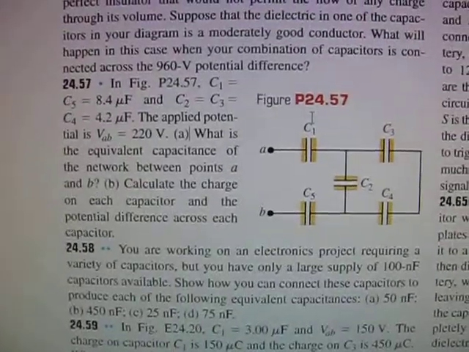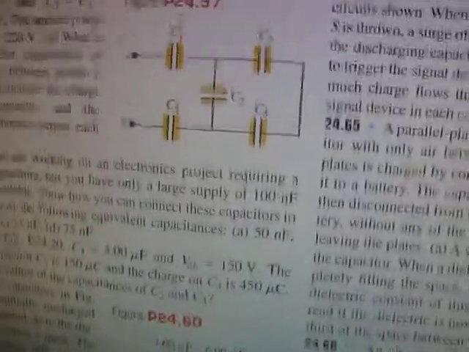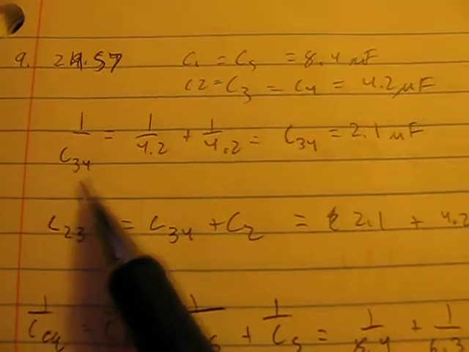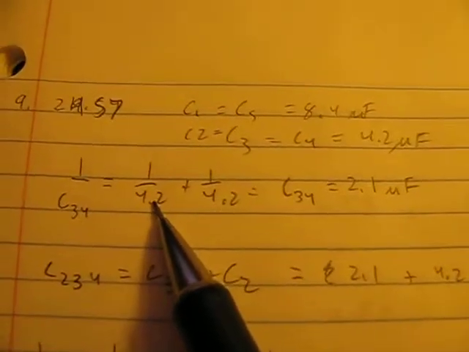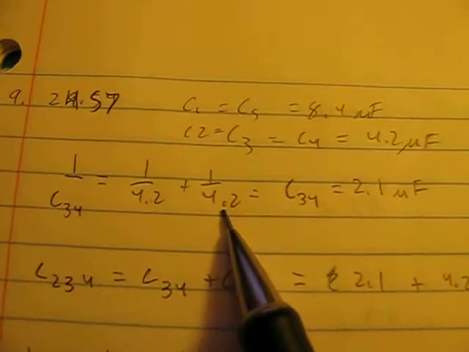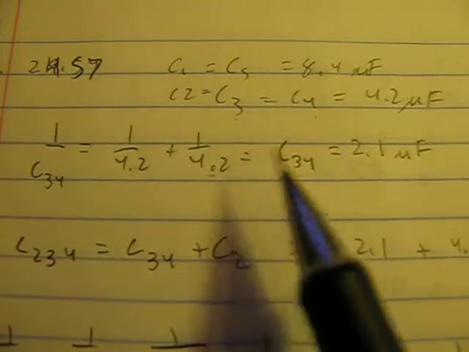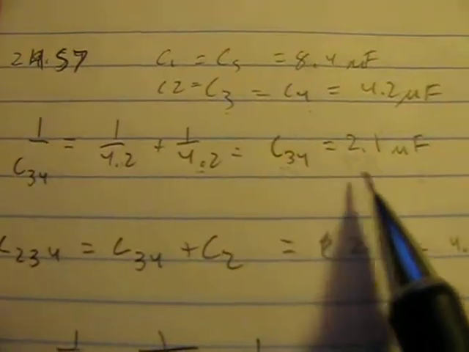So for part A, we have to find the equivalent capacitance of the network between points A and B. To do this, we start off with the sum of C3 and C4 because those are in series at the innermost part of the circuit. C3 and C4 are the same, 4.2. So we add them up, and then we invert them, and we get 2.1 microfarads.